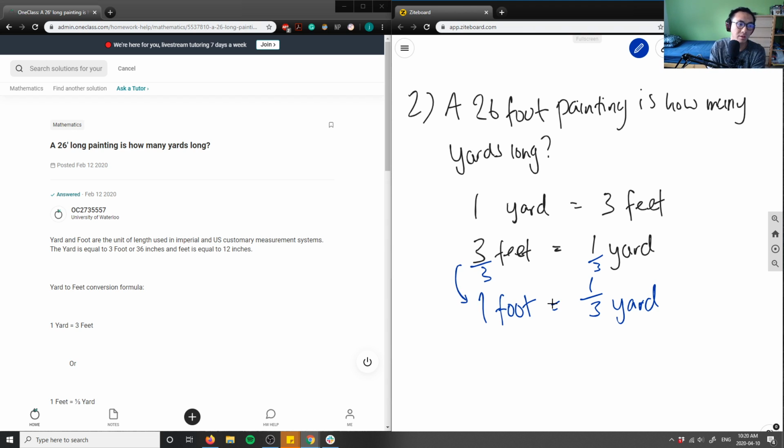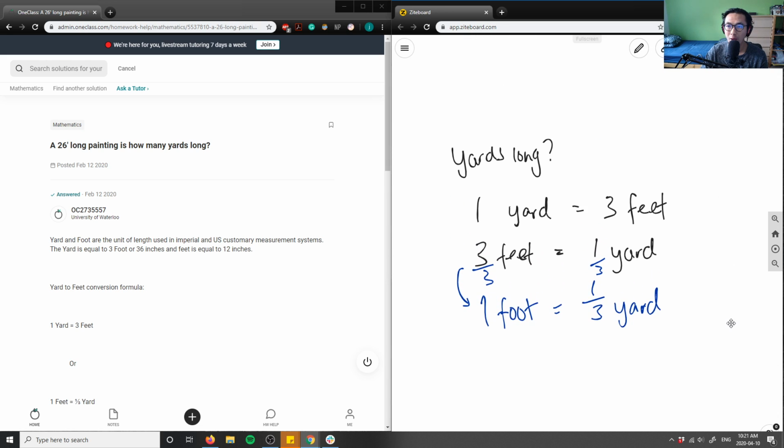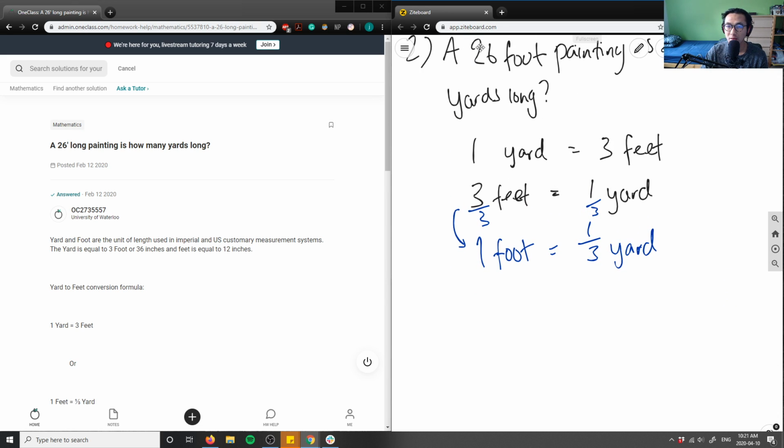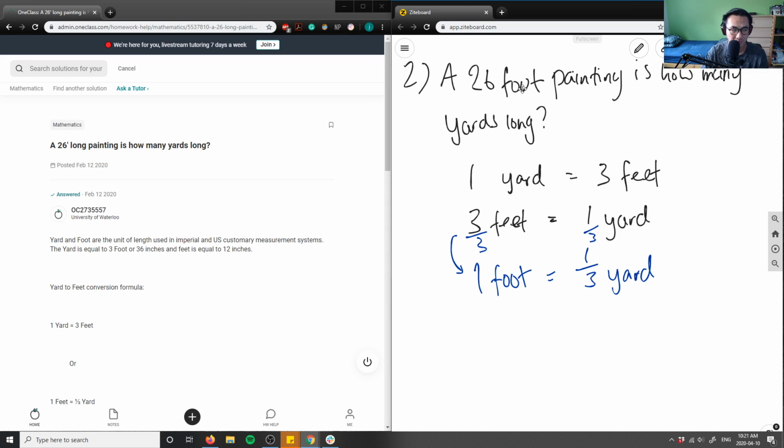Like 3 divided by 3 is obviously 1, and 1 divided by 3 is 1/3, right? So 1 foot equals 1/3 yard. And then what I would have to do is plug in this number here, 26, for the 26-foot painting. So I'd multiply both sides by 26, right?